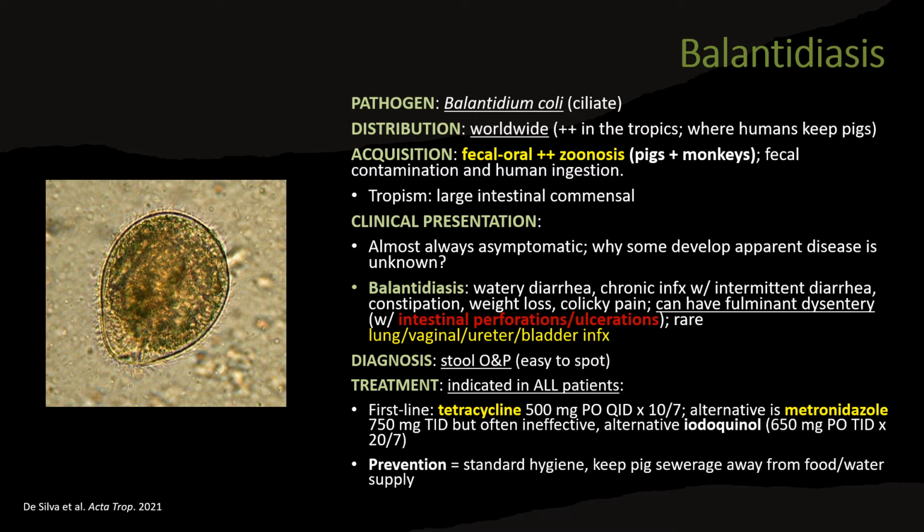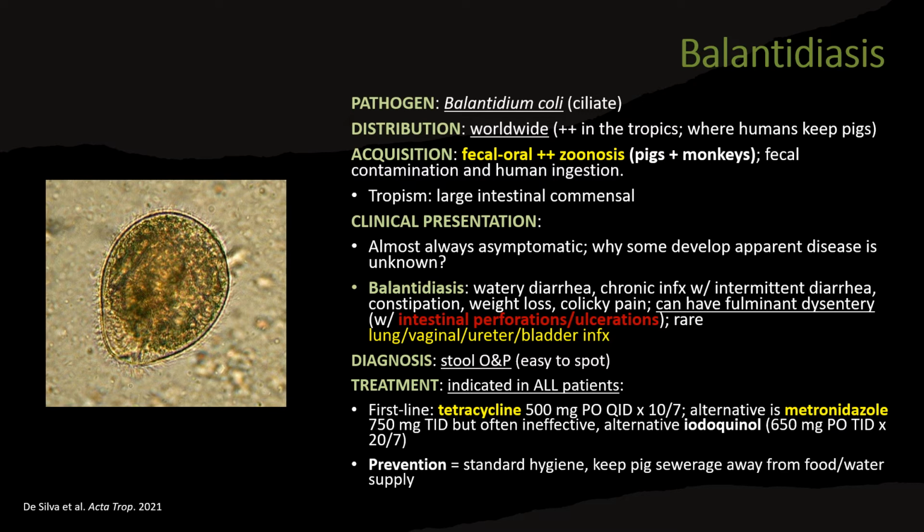It is unknown why some patients develop disease and most don't. But if patients do develop disease, there has been an association with chronic diarrhea and a fulminant dysentery syndrome involving possibly intestinal ulceration and perforation, striking for a GI protozoal infection. Rarely, Balantidium has been isolated from vaginal and GU specimens, as well as the lung, although the clinical relevance is uncertain. Diagnosis is simple with stool ova and parasites, and treatment is with doxycycline or tetracycline prototypically for a 10-day course.